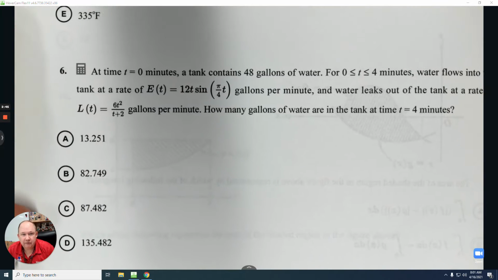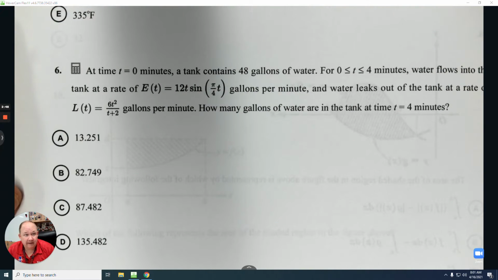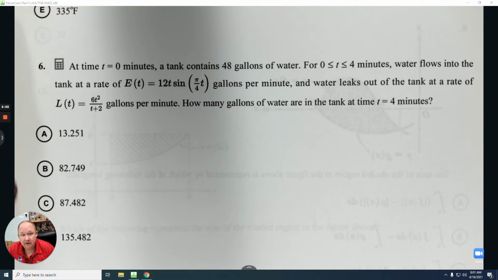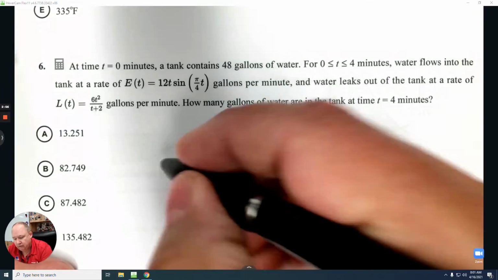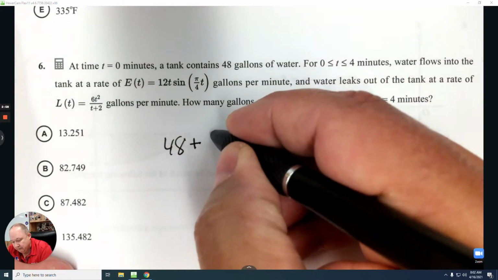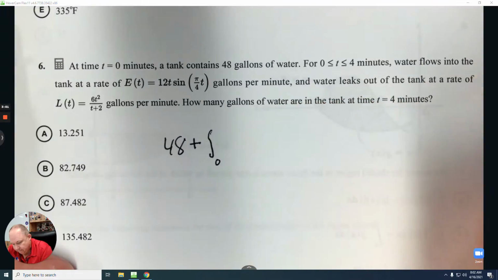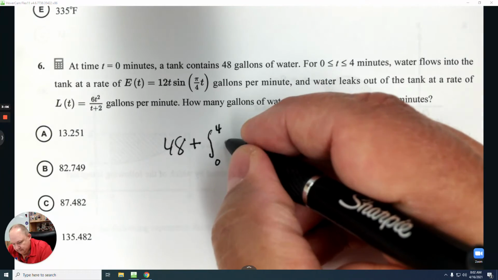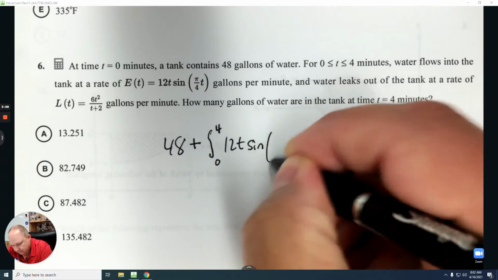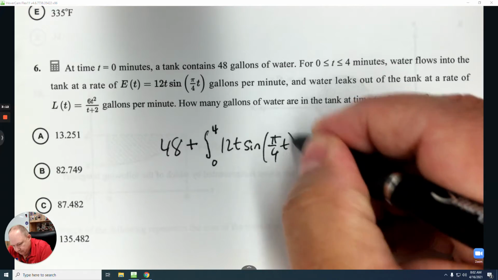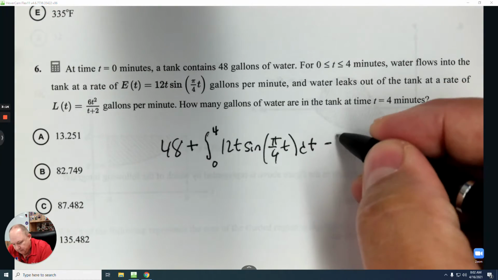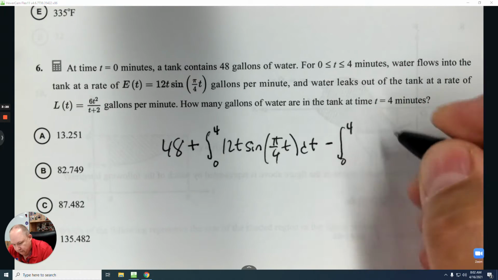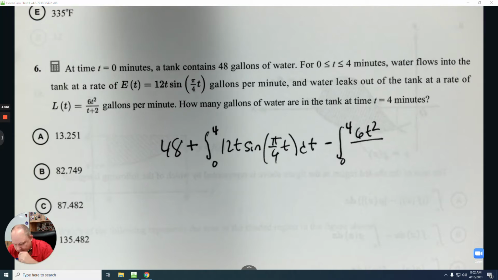So at time t equals 0, a tank contains 48 gallons. From 0 to 4, water flows into the tank, and then it flows out of the tank. How many gallons of water in the tank at 4 minutes? So you started with 48. E represents the water entering the tank. E represents the water exiting, or leaving, I should say. So you subtract the water leaving, you add the water coming in.